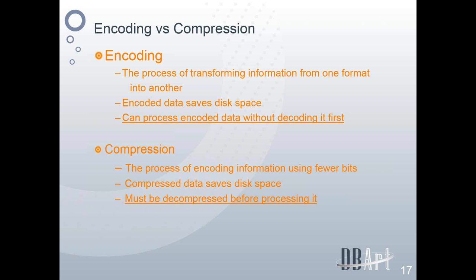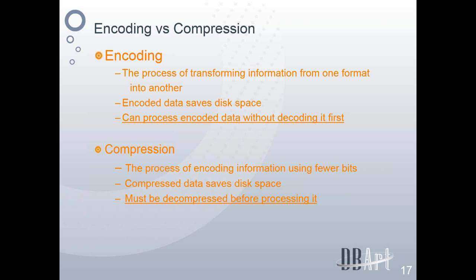Unlike zip or a compression algorithm, where when I compress a file I have to uncompress it all before I start to read it. So encoding is just the process of transforming information from one format into another, which then takes less space. That's it. But we can process encoded data without decoding it first.